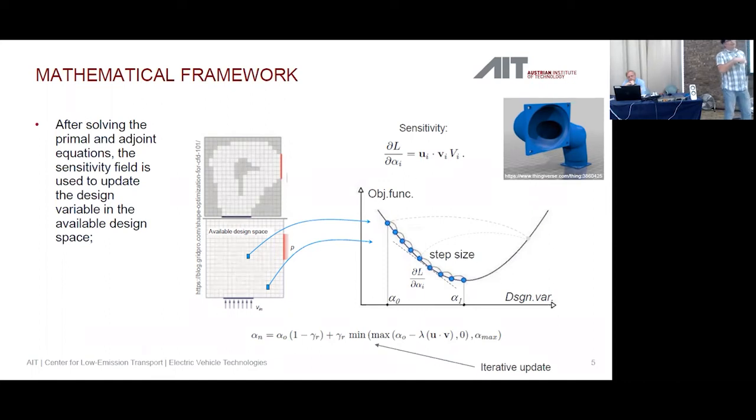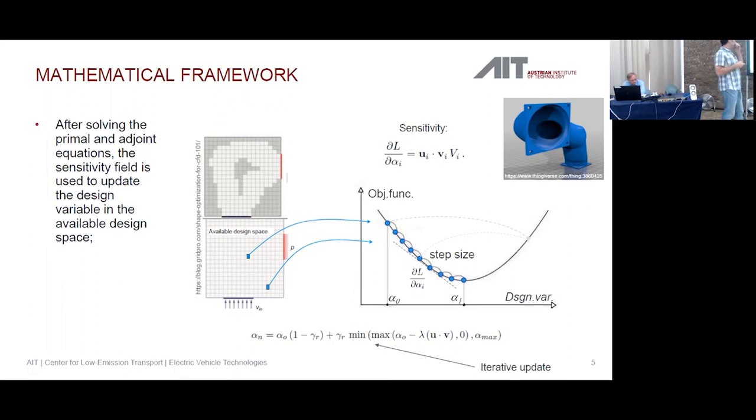But in principle, from these sensitivities calculated through the primal and adjoint variables for each cell in your design space, you produce something like, in this case, it comes from below, it leaves to the right, to, let's say, something above. That's okay, the corners are blocked, and we are happy with this. So in each update step, we are iteratively updating our design variable.